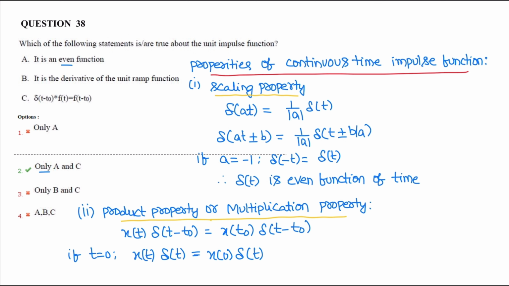So the unit impulse is an even function. Statement A is correct. Statement B, that it is a derivative of the unit ramp function, is wrong, because the impulse is a derivative of the unit step function.